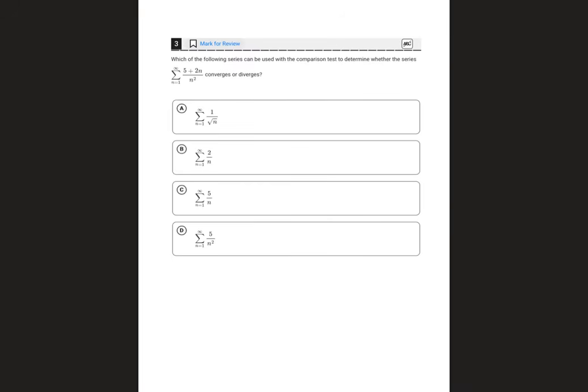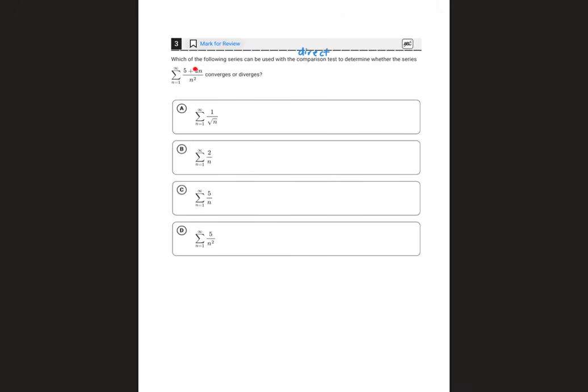Okay, next one, they say which of the following series can be used with the comparison test. So remember, when they say comparison test, they mean direct comparison test instead of limit, to determine whether the series converges or diverges. Okay, so we have an instinct that this will diverge because this 5 won't matter. When n goes to infinity, you adding 5, think about it, at some point this n is going to be a billion and then a trillion and then a googolplex. It's going to be really big, and adding 5 is meaningless.